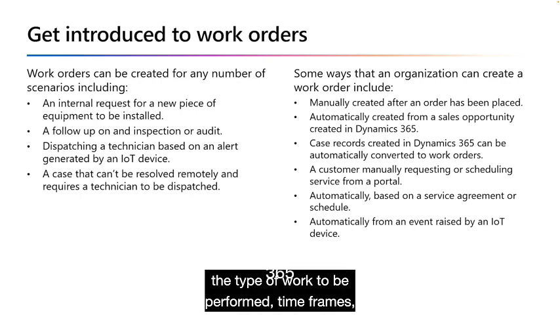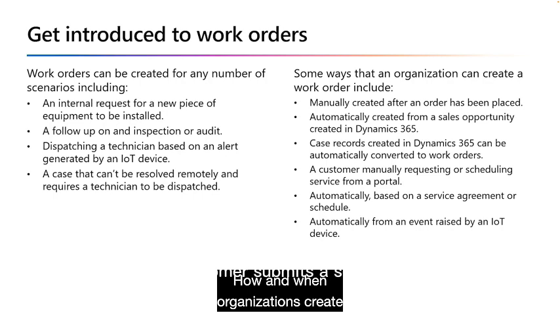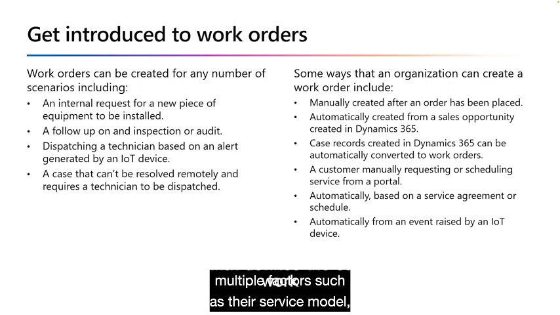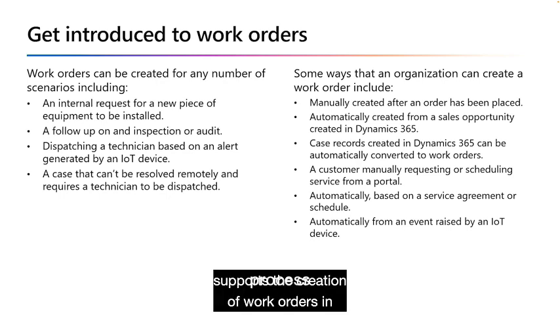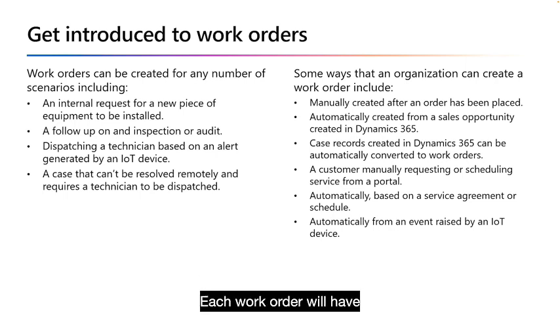Dynamics 365 Field Service supports the creation of work orders in many ways, like after a sale is completed or when a customer submits a schedule request. Each work order will have a status that defines the current state of the work order. The status lets us know where the work order is in its lifecycle process. As the work order goes through its lifecycle, the status will be changed on the work order record.